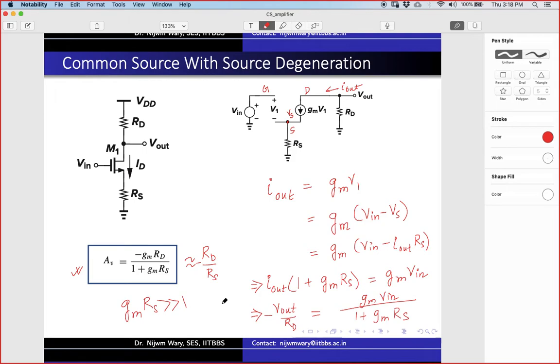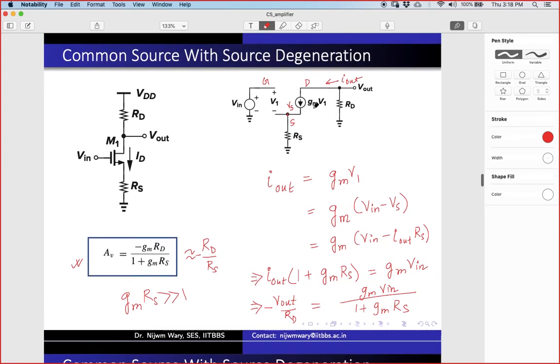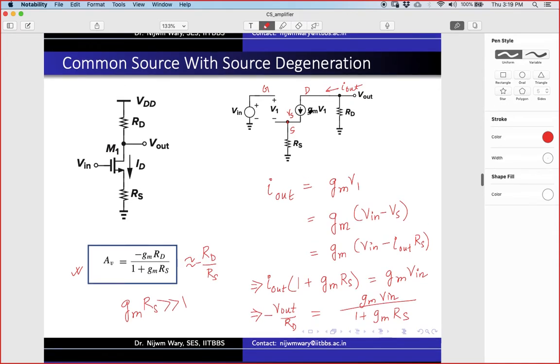So now I have just analyzed it. The next will be a little interesting. The analysis is complicated, but it is quite interesting, and you can try at home also. Try to do the analysis: what will this expression be if I include RO and the body bias effect also, gmb, right? In the small signal model of the MOSFET, if I include the RO and the body bias effect, how does it change?